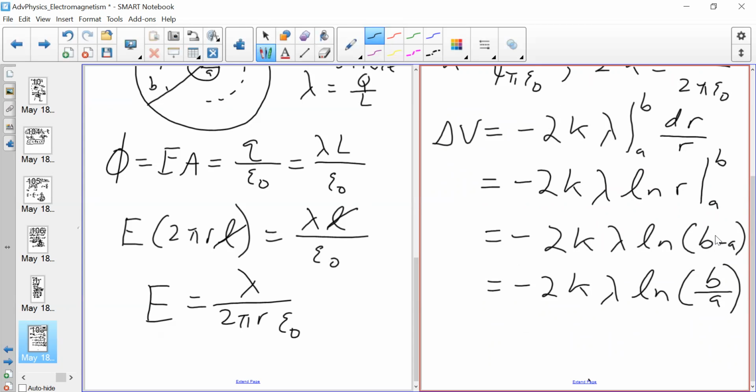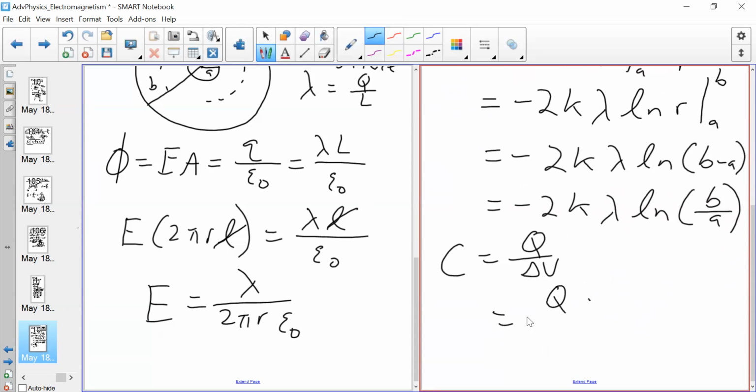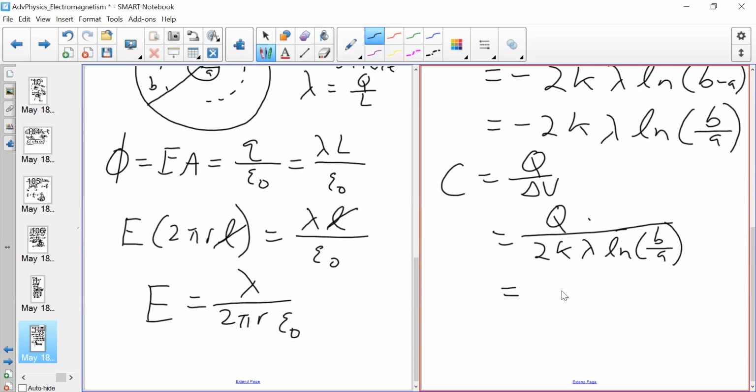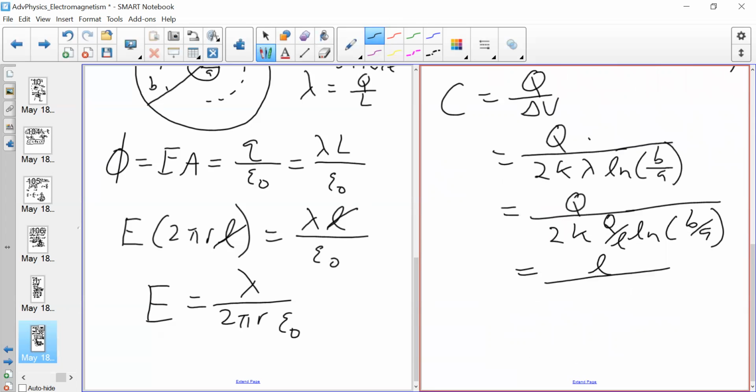So then capacitance becomes Q over delta V, and that becomes Q over that expression for delta V, 2K lambda natural log B over A. Then I know that my lambda is going to be Q over L. So Q divided by 2K Q over L natural log B over A. And that just becomes L over 2K natural log B over A.